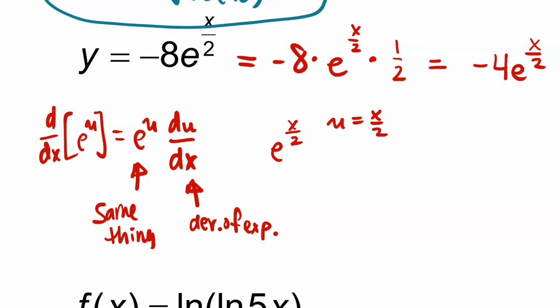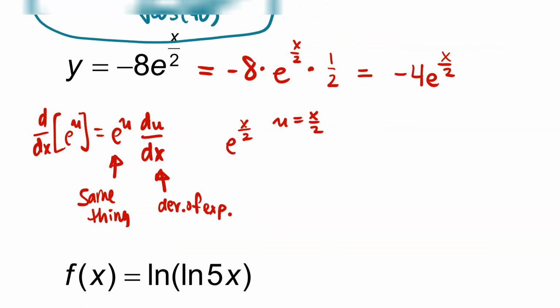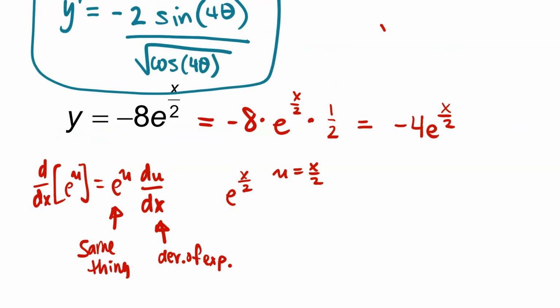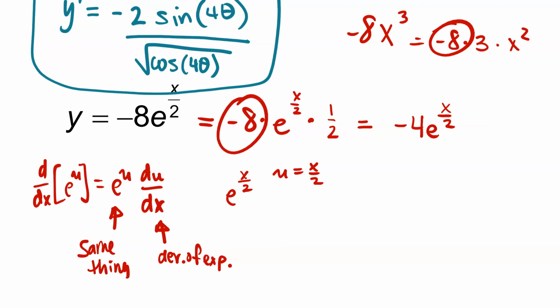Yes, Elliot. How come you have to do the derivative of -8? Because -8 is a constant, just multiplying. So if I had -8 x to the 3rd power, what do we do with the -8? We just multiply and then multiply by the 3. It's no different. We're just multiplying by it up front.